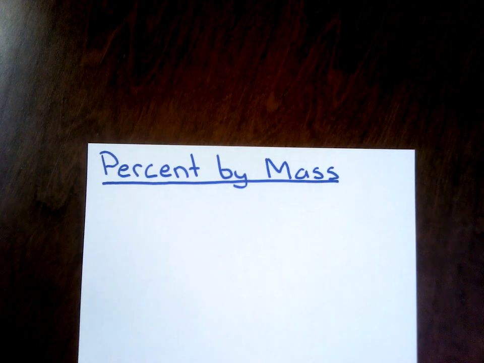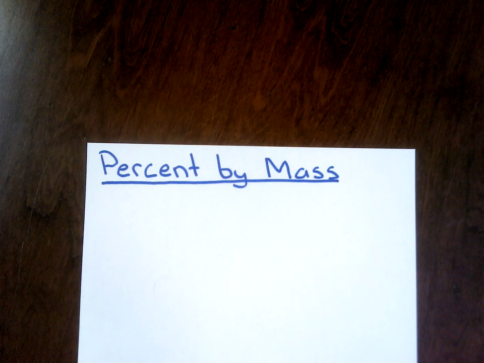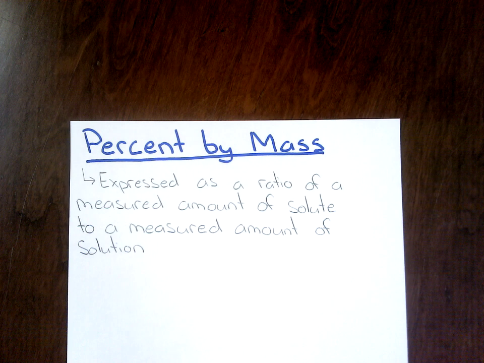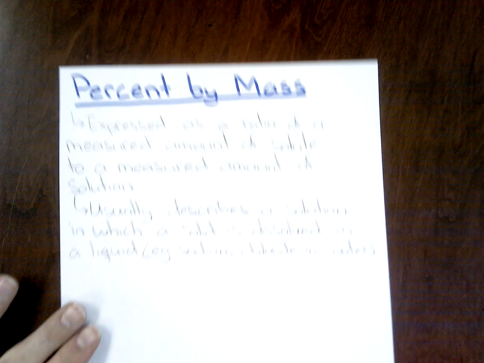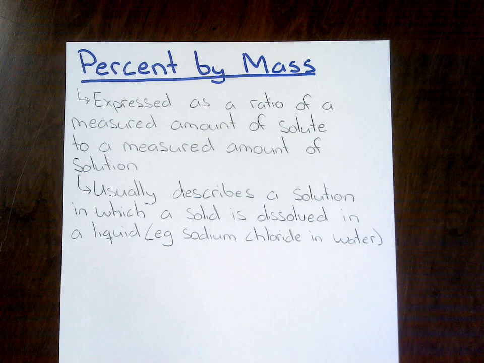Percent by mass is going to be expressed as a ratio of a measured amount of solute to a measured amount of solution. Usually percent by mass is going to describe a solution in which a solid is dissolved in a liquid, like having solid sodium chloride dissolved in water. With most quantitative measurements here, we do have a formula that can be used to express percent by mass.